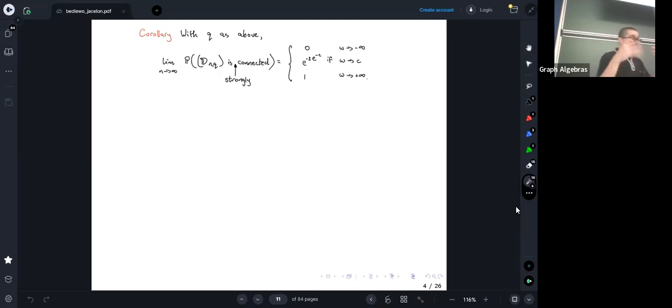And then strong connectivity of this directed graph is just asking for connectivity of both of these graphs simultaneously. So the probabilities you get are just the squares of the probabilities that we had previously. So 0 squared is 0, e to the minus e to the minus c, squared is e to the minus 2 e to the minus c, and 1 squared is 1. Okay, so in both of these cases, we have this statement about connectivity.